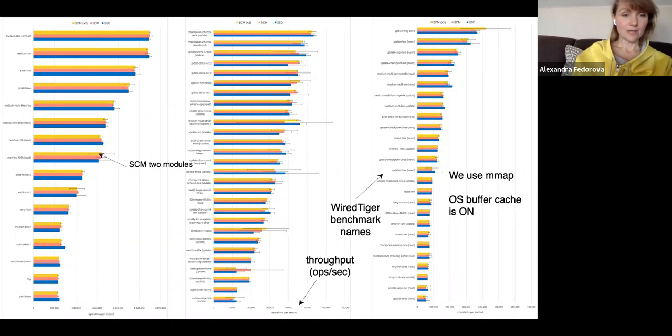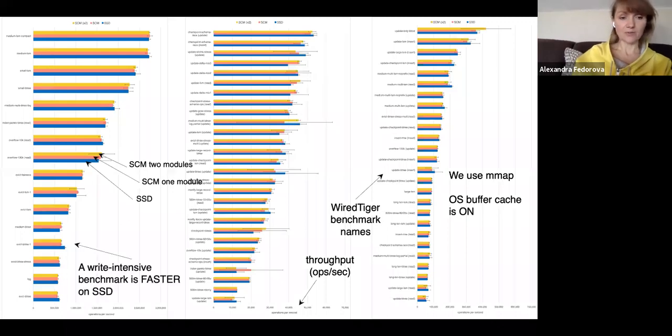The yellow bars show the storage class memory with 2 modules. The red bars show the storage class memory with 1 module, and the blue bars show the SSD. And as you can see, there is no statistically significant difference for all benchmarks among these 3 access methods. There is actually one write-intensive benchmark where using the SSD is faster. And that is because, as we saw, storage class memory gives us a much lower write throughput than the equivalent SSD.